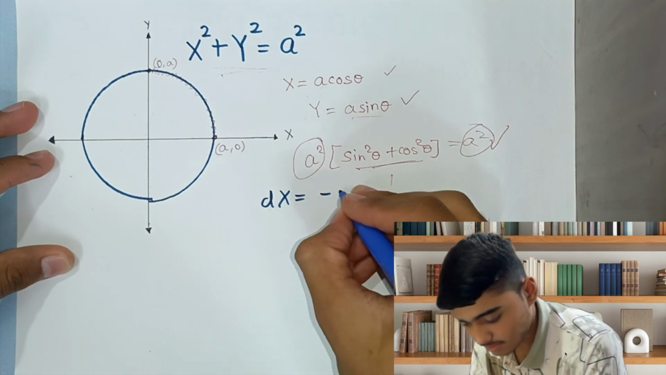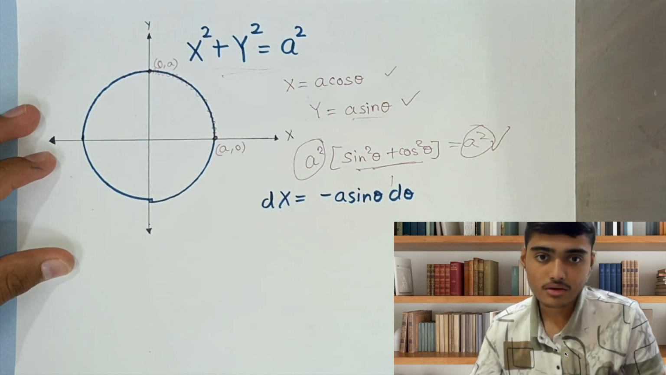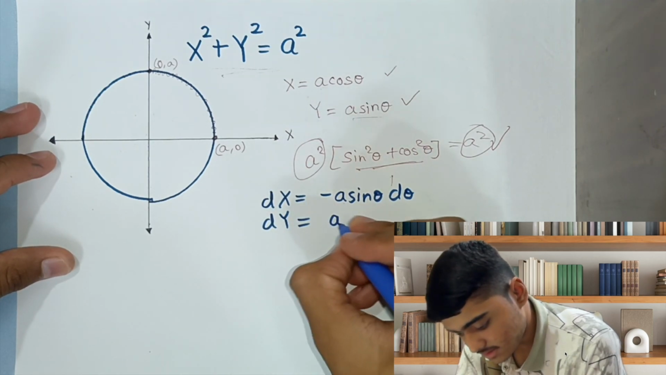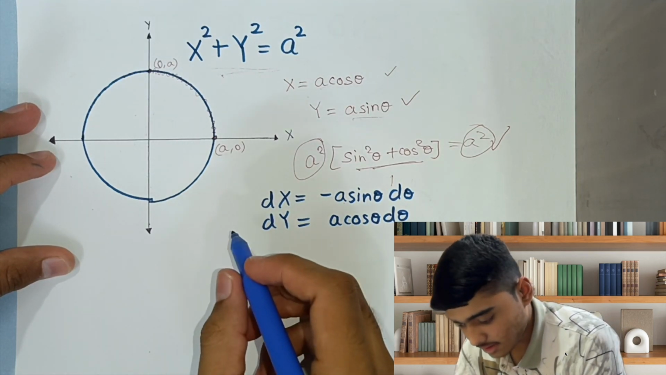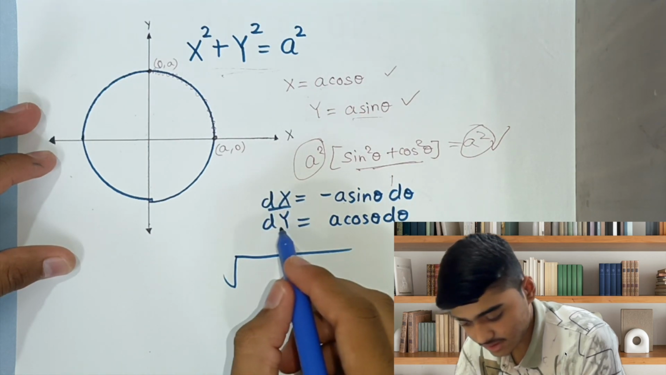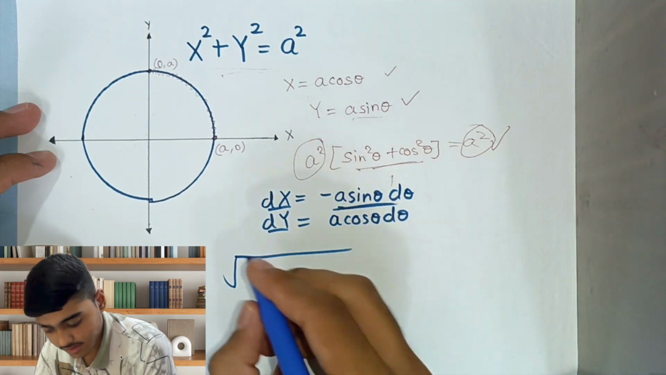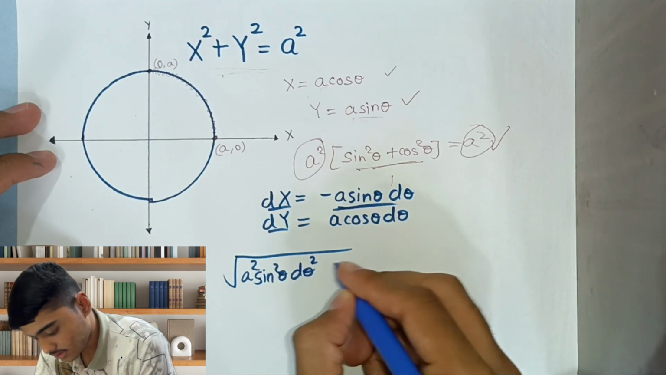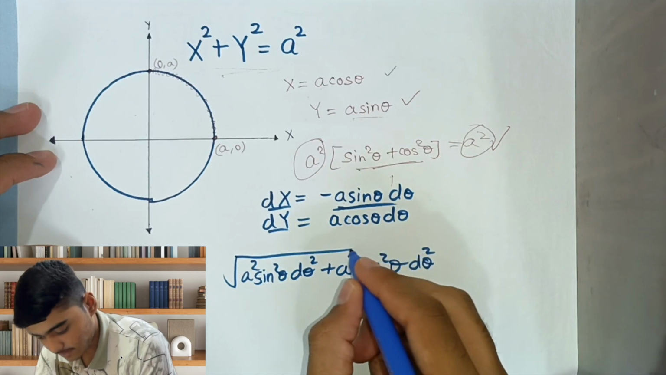Dx is nothing but minus a sin theta d theta, right? The differentiation of cos theta is minus sin theta, and dy is a cos theta d theta. Now I need to find the length of the curve, and we know that the length of the curve is under root of dx square plus dy square. So when I do this, I get a square sin square theta d theta squared plus a square cos square theta d theta squared.